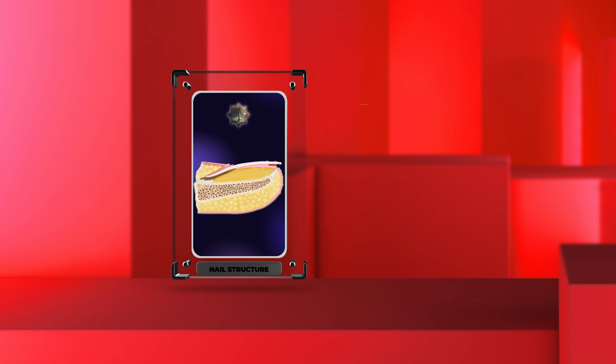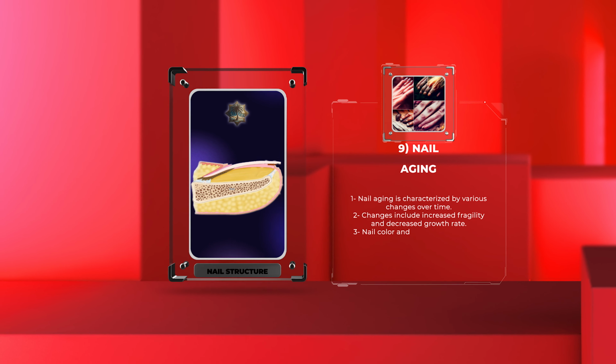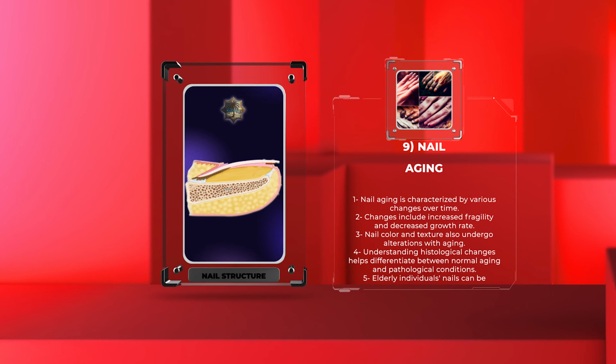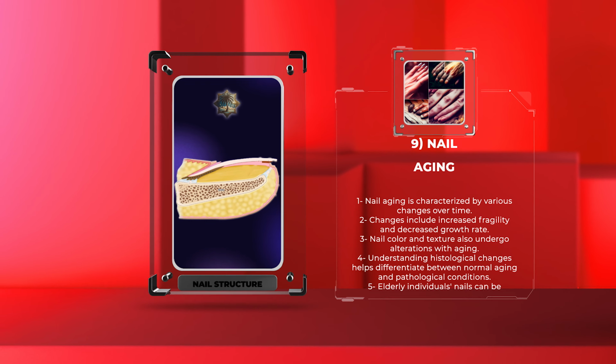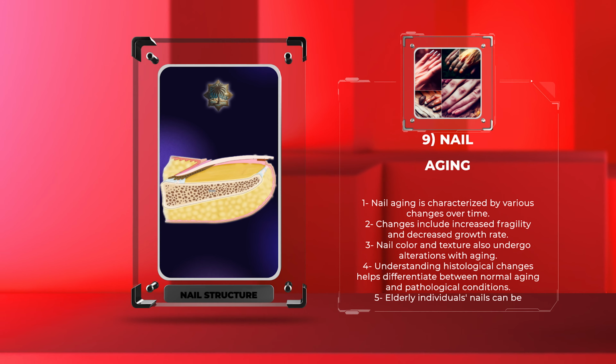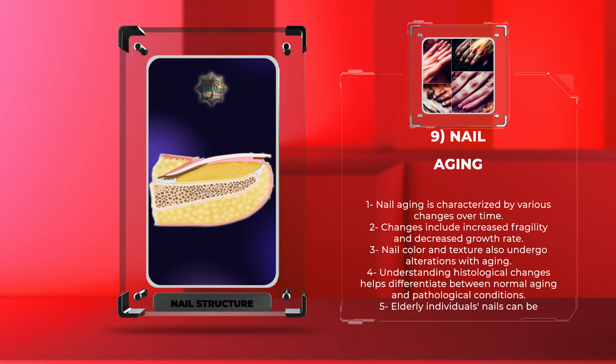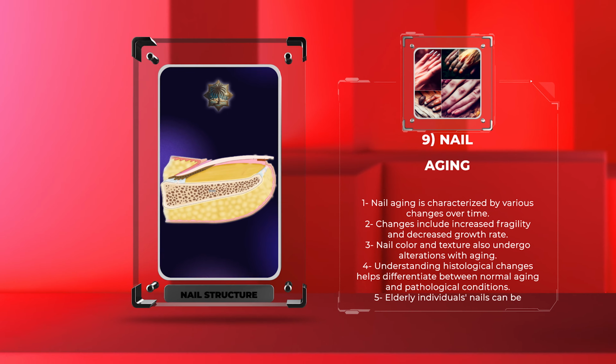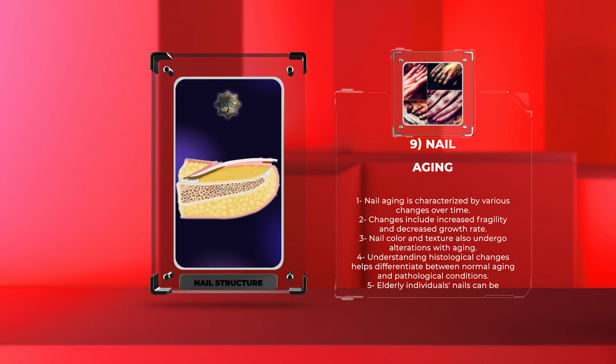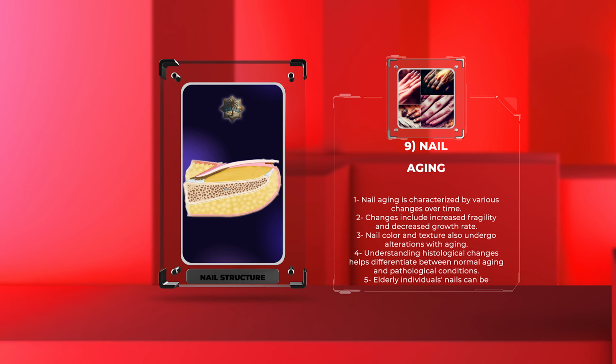Nail aging is characterized by various structural and functional changes that occur over time. These changes include increased nail plate fragility, decreased growth rate, and alterations in nail color and texture. Understanding the histological changes associated with nail aging can assist in differentiating between normal aging processes and pathological conditions affecting the nails in elderly individuals.